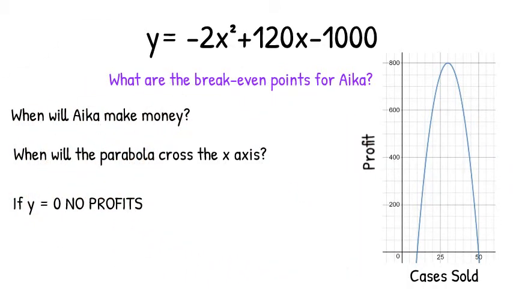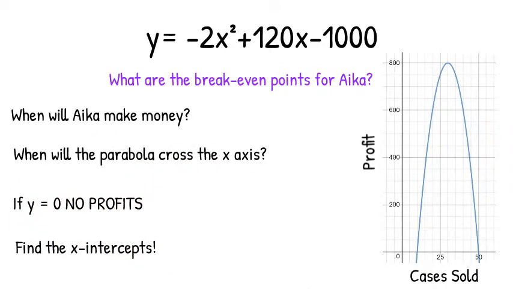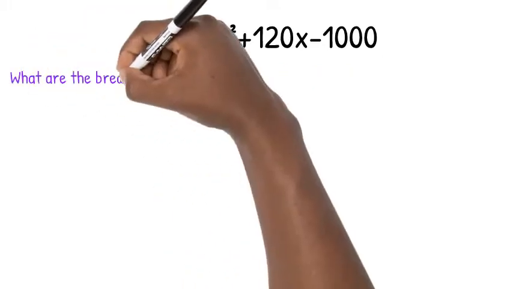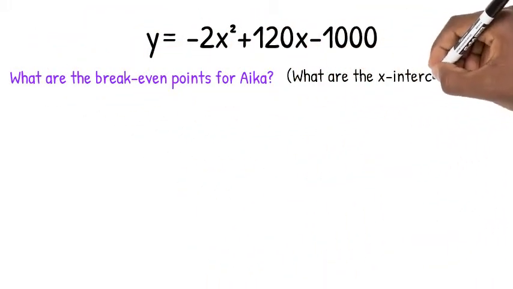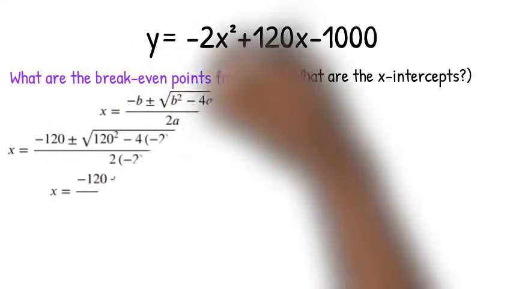Because if profits, or the y, is equal to 0, then she sure isn't making any money. This means we need to find the x-intercepts, the 2 points where the parabola crosses the x-axis. These x-intercepts will tell us about the number of phone cases that she sells and the impact that has on her making a profit. In other videos, we've talked about ways to find the x-intercepts in factored or vertex form. However, in this case, we're working with standard form of ax squared plus bx plus c.